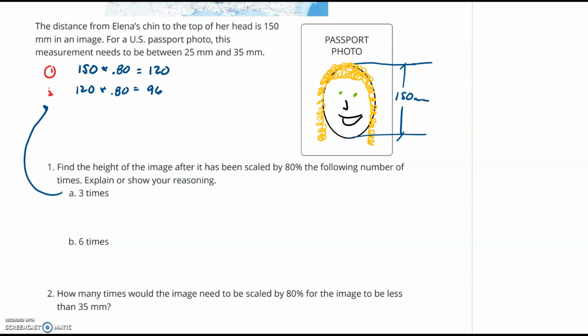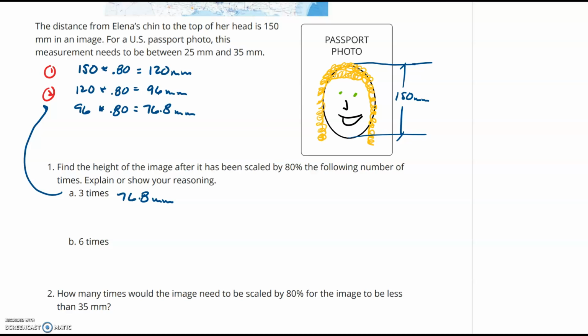That is my second scale. Now for my third scale, I'm starting with the 96, and I'm going to multiply it again by 0.80, and I get 76.8, and these are all millimeters. So the answer to number 1, part A, is 76.8 millimeters.